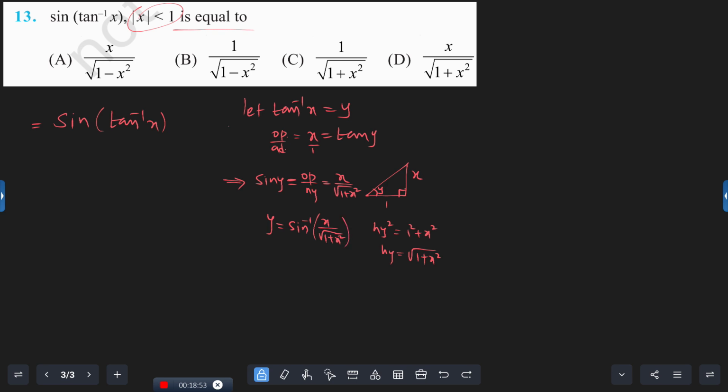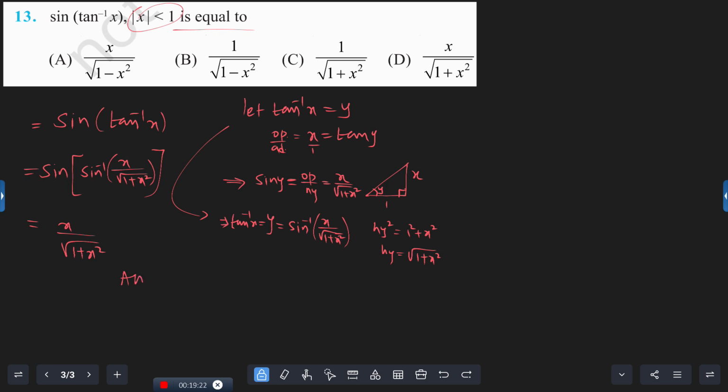So the y we assumed is tan inverse x only. Instead of tan inverse x, we can write the sine inverse we have found. Understand? So sine of tan inverse x equals sine of sine inverse of x divided by square root of 1 plus x square. Now sine and sine inverse will cancel. I am getting x divided by square root of 1 plus x square.